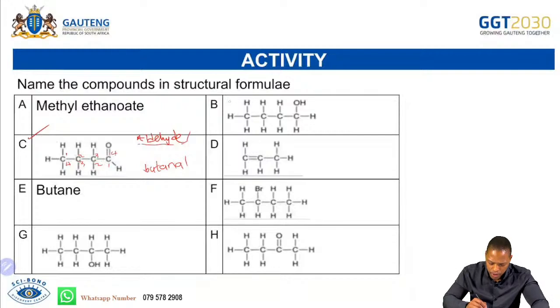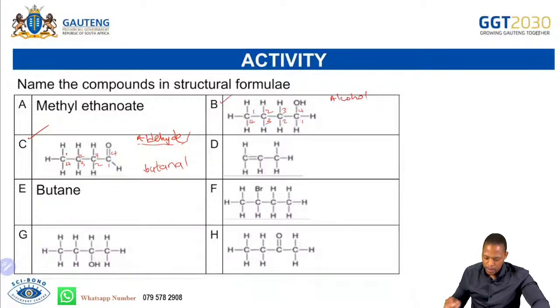I should have started with B. B comes before C, but let me go straight to B quickly. So we are going to say here again, look for parent chain. It's a straight chain. Number 2, number forward and backward. 1, 2, 3, 4. 1, 2, 3, 4. Okay, so identify homologous series. There's an OH. This must be an alcohol. Okay, let's start naming. 4 carbons, that's butane.